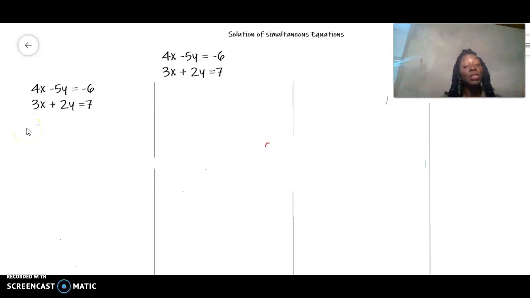Hello everyone! Do you know how to solve simultaneous equations using the matrix method? If your answer is no, then let me show you how.